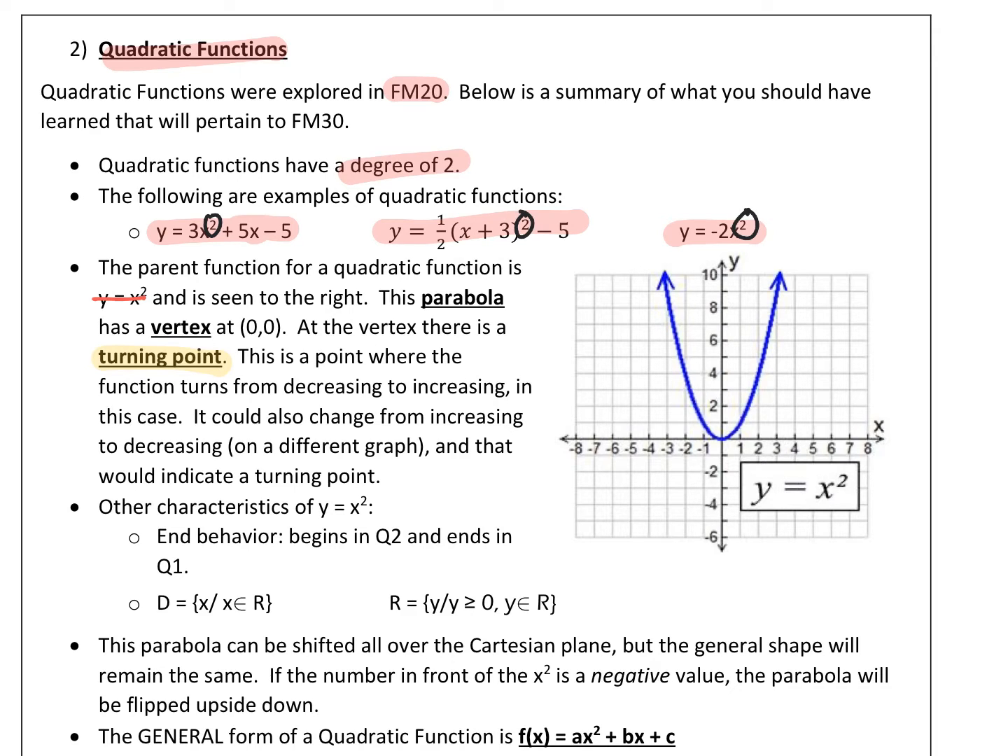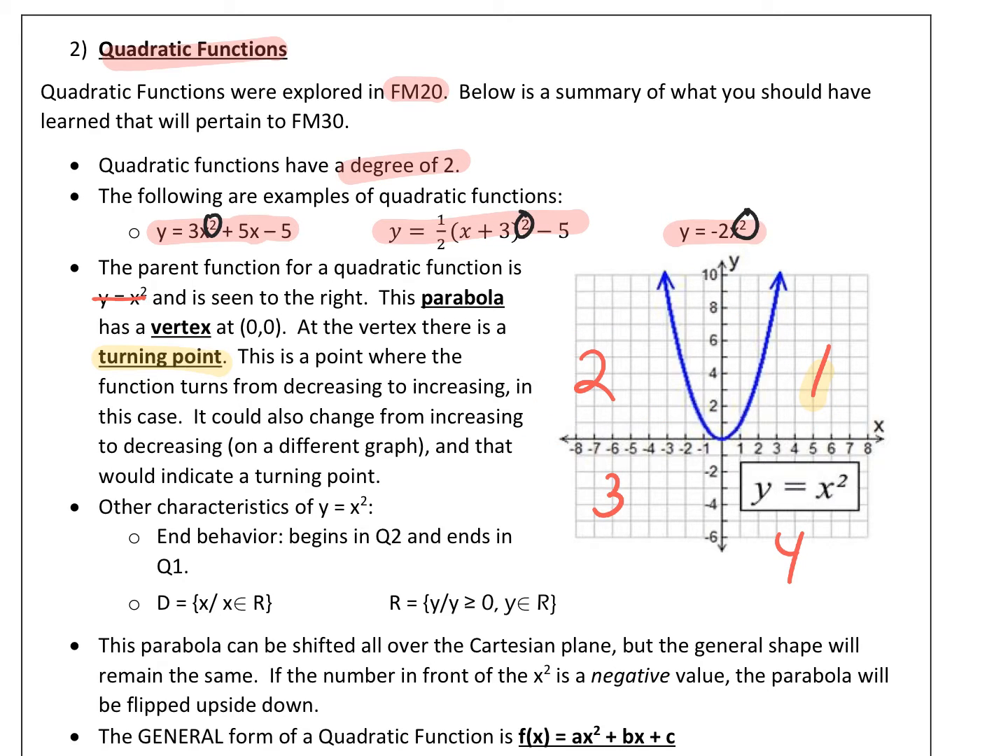So other characteristics, the end behavior of this, if we remember that we have quadrant 1, 2, 3, and 4, and we read this left to right, we can see that it begins in quadrant 2, ends in quadrant 1. The domain here would be all real numbers because this is going to go outward forever. The range, however, is anything above the x-axis, so we say that that is y is greater than or equal to 0.